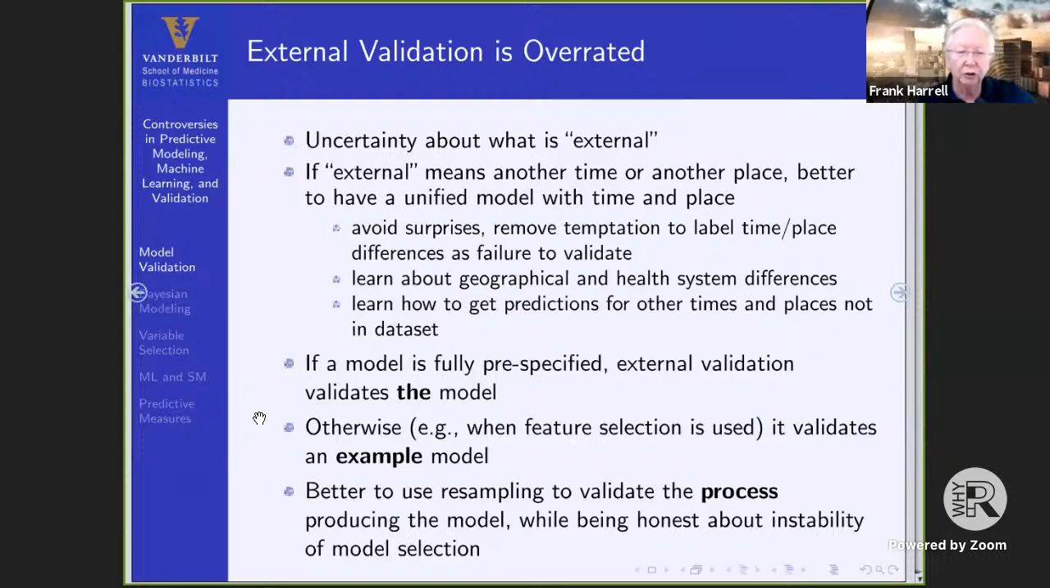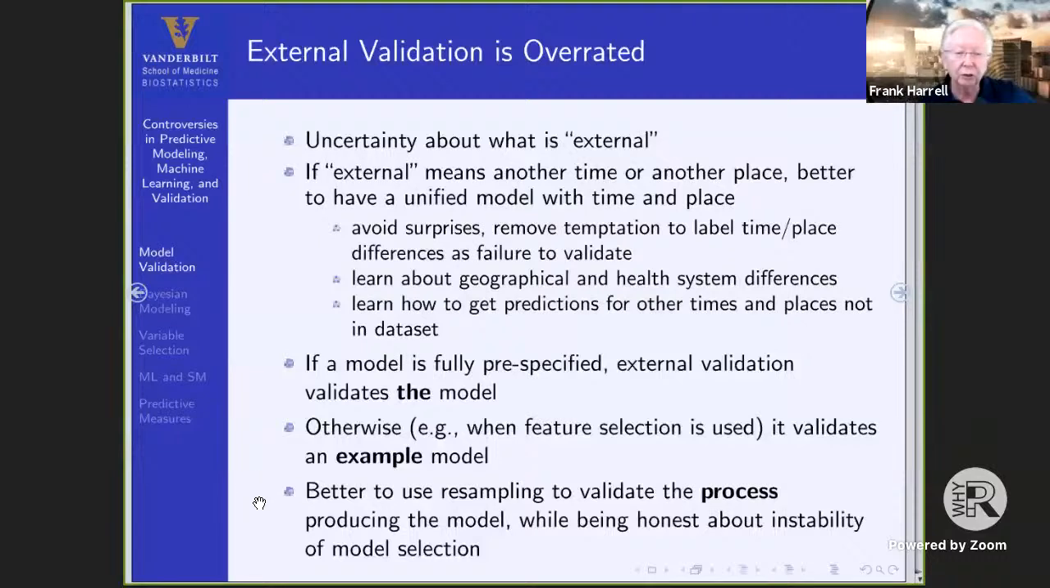But when you use feature selection, things are not what they seem. And what you're really doing is validating an example model. So when you do feature selection, you find that the features are essentially a random sample of features. Feature selection is not reliable in most uses. And so it's a process of selecting features that's highly unstable. And so you're actually seeing whether the model that you developed using feature selection validates, you're validating an example model.